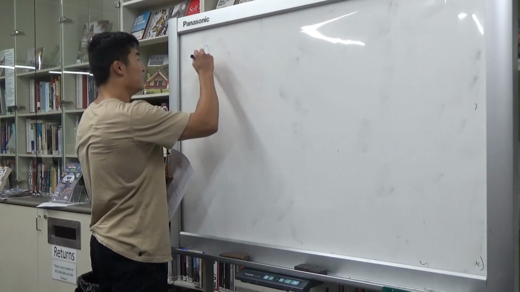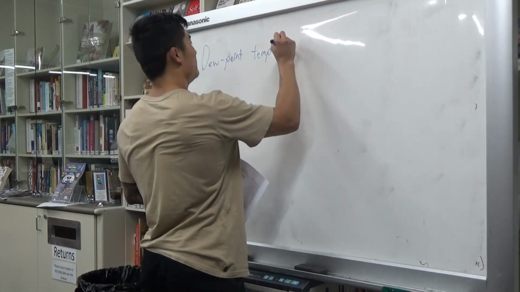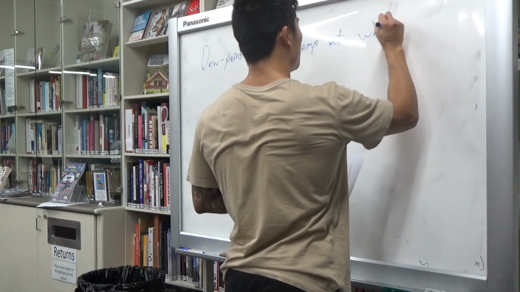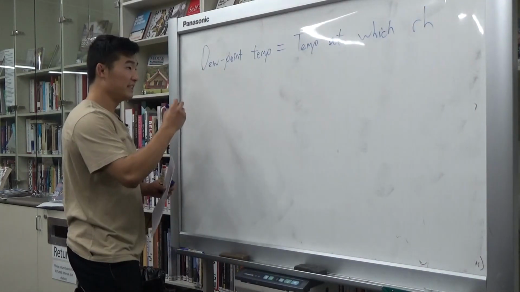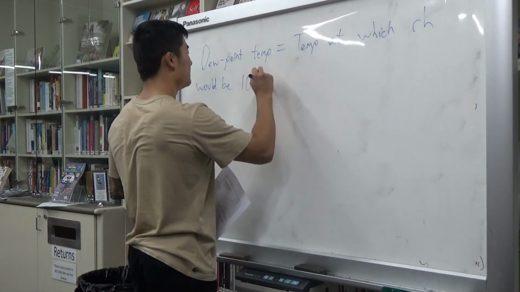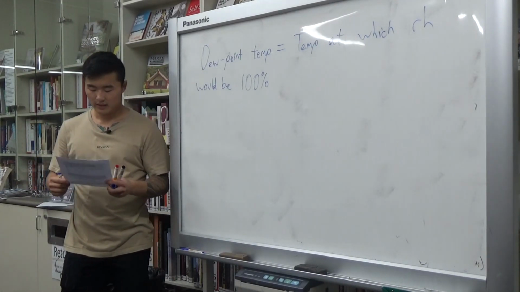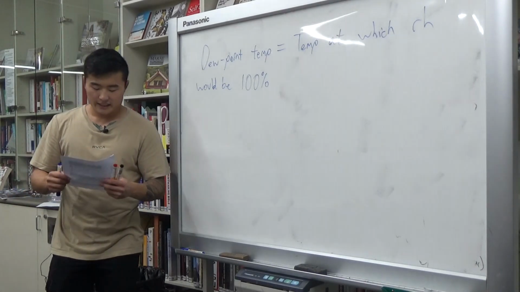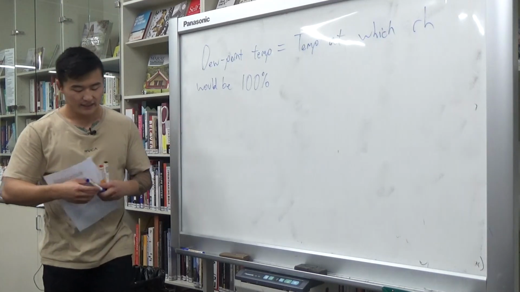So the dew point temperature is the temperature at which the relative humidity, RH, would be 100%. Okay. All right. So what you need to do here is you need to find the dew point. So dew point is going to be a relative humidity of 100%.